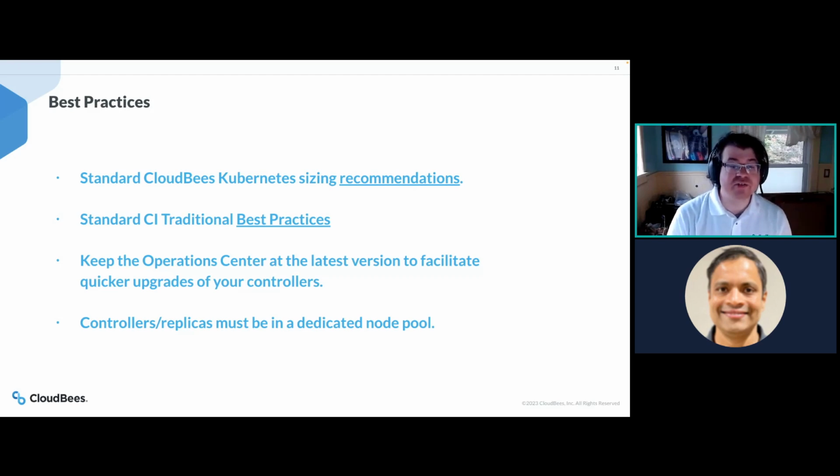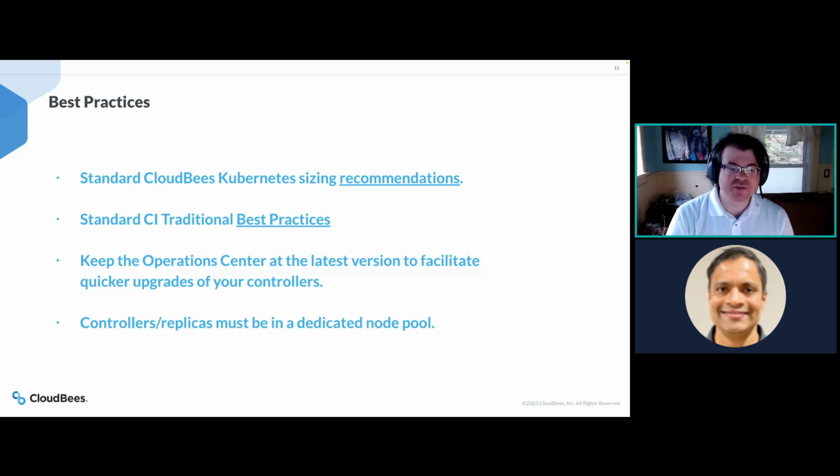A best practice recommendation is to keep the operations center at the latest version to facilitate quicker upgrades of your controllers. For those who are unsure of what in the world an operations center is, in CloudBees CI, we have the concept of an operations center, which is in essence a controller of controllers. So it is a layer above controllers that helps handle licensing. It passes out certain configurations, and it brokers our configuration as code bundles to those controllers, as well as in a modern context, it does the management of your stateful sets or deployments for your controllers and ensures that they match with what your expectation is in terms of configuration.